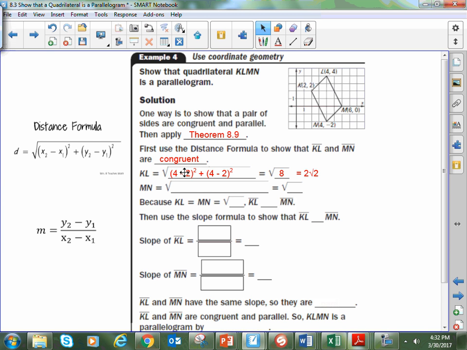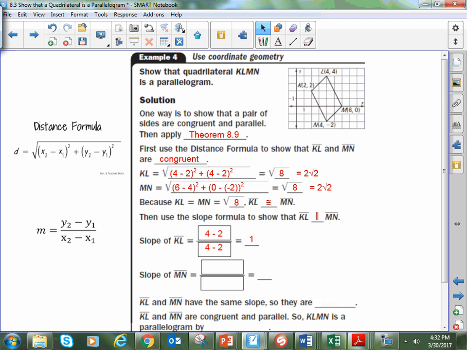So KL, when I work it out, is radical 8 or 2 radical 2 simplified. And MN is radical 8 or 2 radical 2 simplified. So we know that we do have one pair of sides that are opposite of each other that are congruent. So do they have the same slope? Because if they do, that means that we do have a parallelogram.